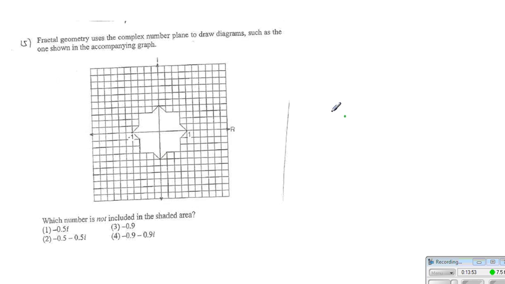Alright, here we have which number is not included. So let's try to plot each one. Negative 0.5i. i is up and down. Negative 0.5, it's got to be 1, 2, 3, 4. So we are looking at around here. Now negative 5, which would have been around here. And then negative 1, which will be still inside. Negative 9 will be very close to that. But negative 9 and then negative 9i, in fact, this becomes not part of it.